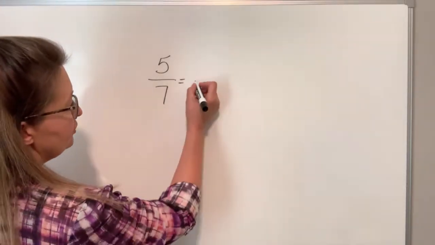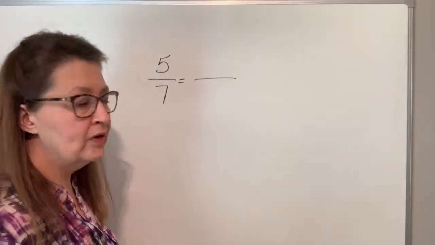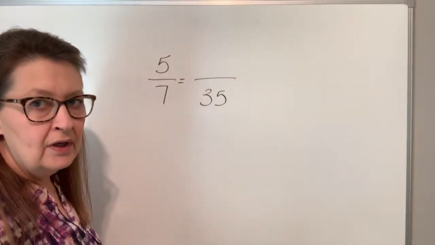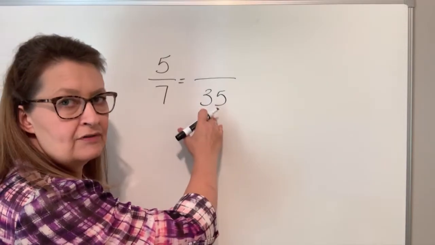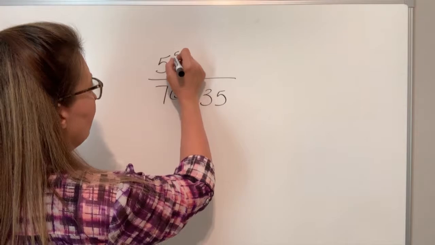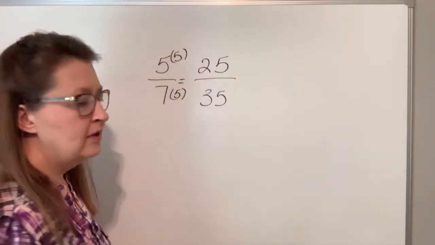So if I need to enlarge it for some reason, say I'm trying to find a common denominator with another number, let's say I want the denominator to be 35. Well, ask yourself, what did I multiply 7 by to get 35? You multiplied it by 5, so you have to multiply the top by 5. So that gives you 25.